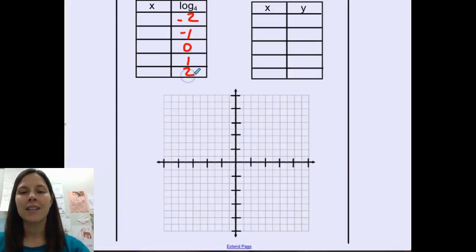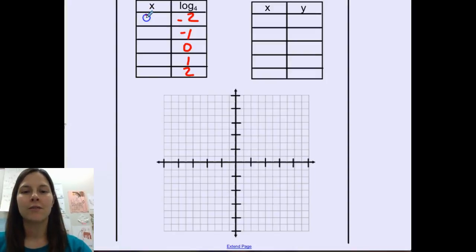Remember, these are the exponents for 4 to the x power. Then we'll fill out the x column with the answers. That's what you take the log of. The answer of a log is the power. The answer of an exponential is the x value of a log.